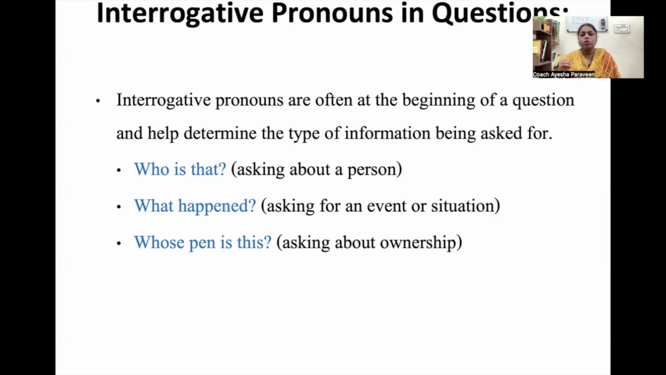Like whose pen is this? So we are asking about the ownership. So with this question, the interrogative pronoun, you get a clear understanding about what we are asking, whether we are asking about some place, whether we are asking about some person, whether we are asking about some possession. So it gives clarity about what the sentence is asking.